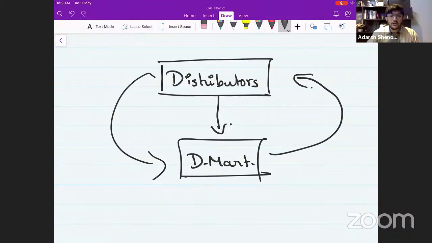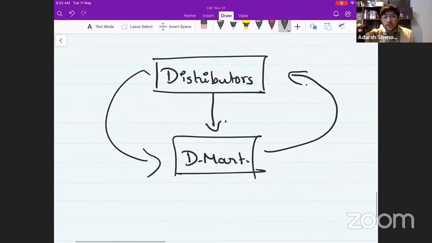Are you all following? Are you all understanding this? When a customer will ask for financial information, are you all understanding? Are you all following this?